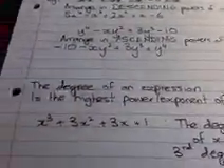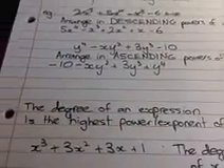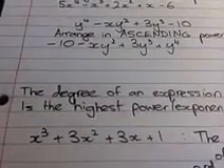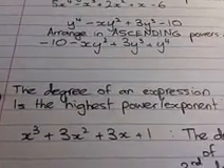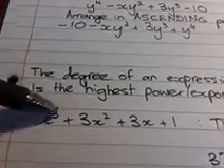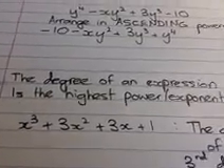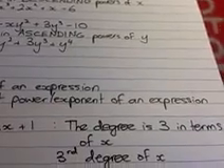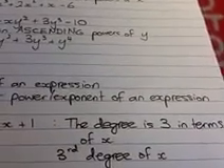And then finally, the degree of an expression. The degree is simply the highest power or exponent of an expression. So if you see x to the 3 plus 3x to the 2 plus 3x plus 1, the degree, in this case, when you look at it, 3 is the biggest exponent. Therefore, the degree is 3 in terms of x, or it's to the third degree of x.